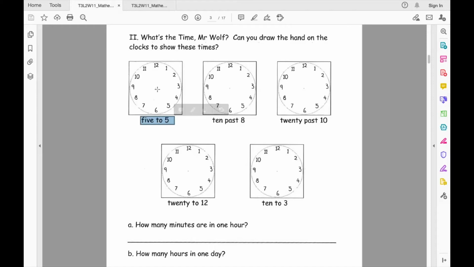Well, it means our hour hand is really close, pointing to the 5 over here. So our hour hand, which is the short one, remember, the short arm, the short arrow, is pointing very close to the 5. And our long arm, which is for the minutes, is pointing all the way up to the 11, because 11 means 55 minutes.